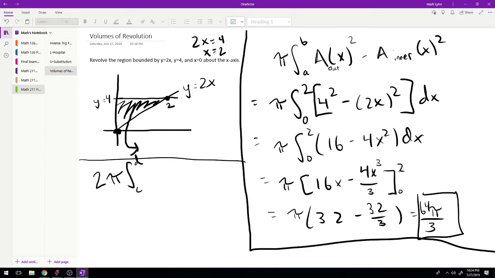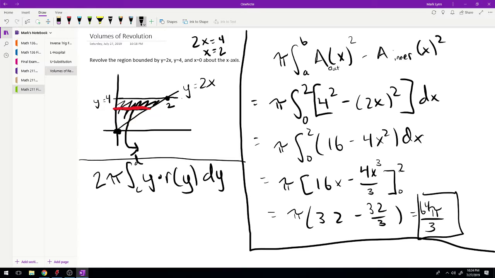of the radius, in this case, since we're working with y's, will be that curve here. And let me use a different color for you. Times the height, which is just going to be y. So y times the radius in terms of y. That would be our formula for shells here.